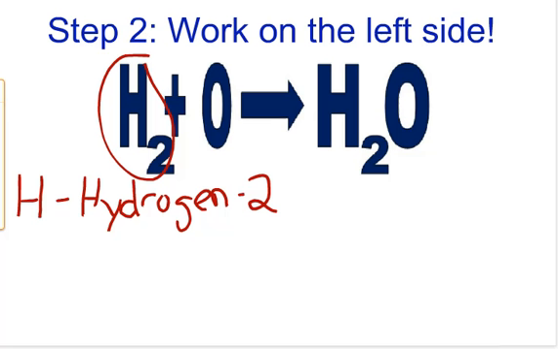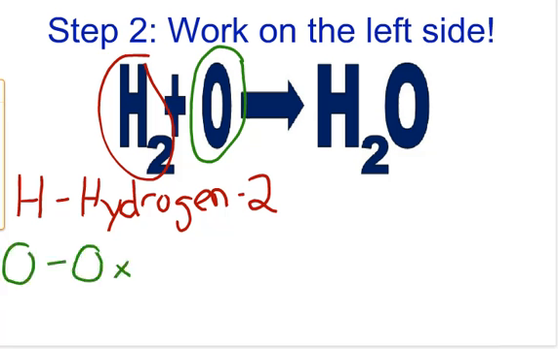Then we look at our next element, O. O is oxygen. We're going to write it out. There is no subscript and there is no coefficient, so it is an understood 1. So there are 2 hydrogens and 1 oxygen on the left. We have the left side finished.